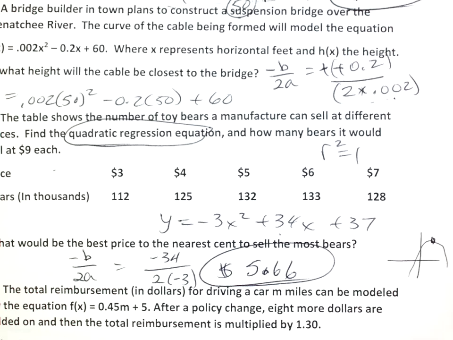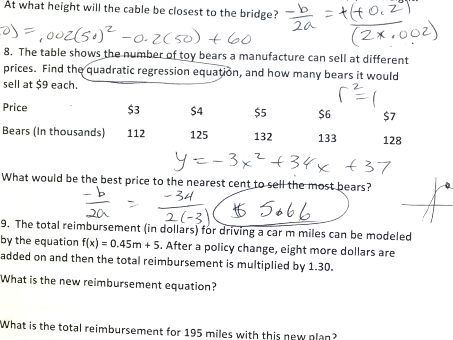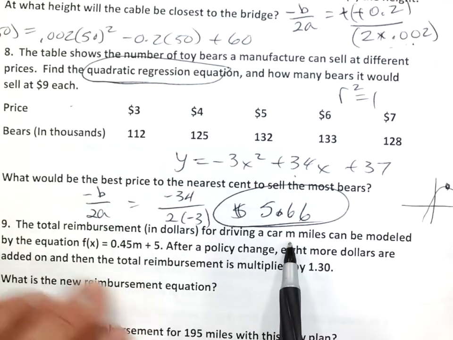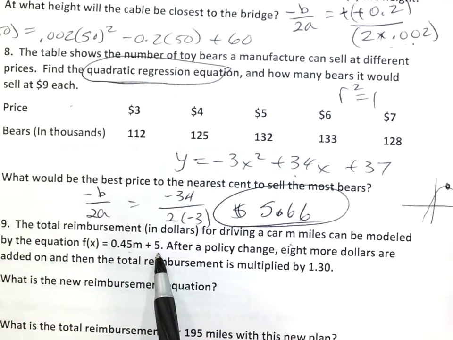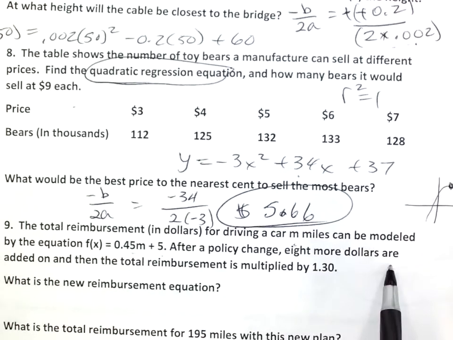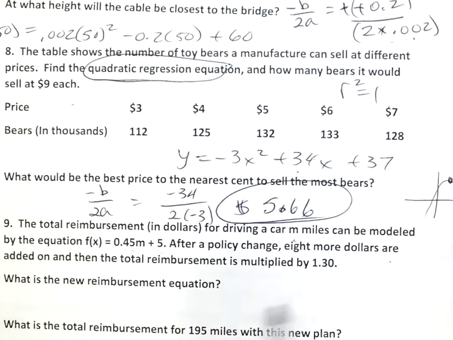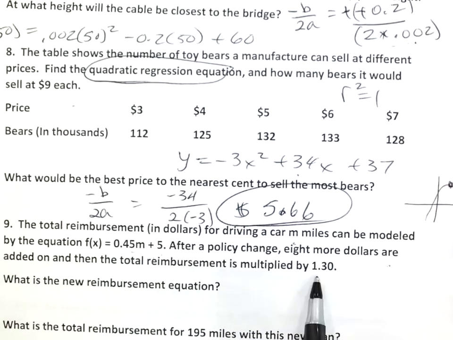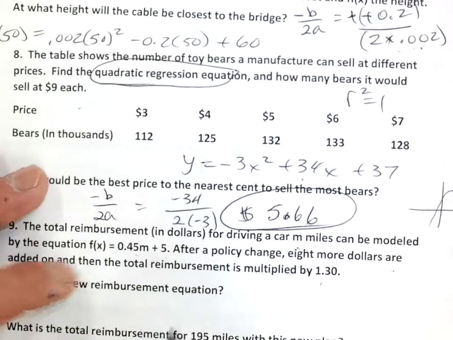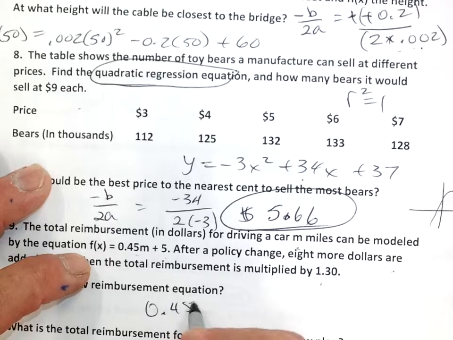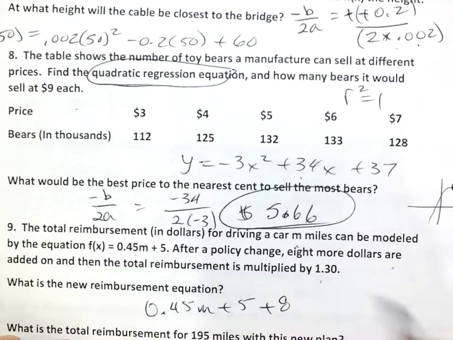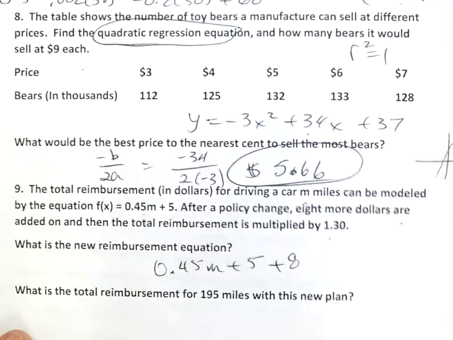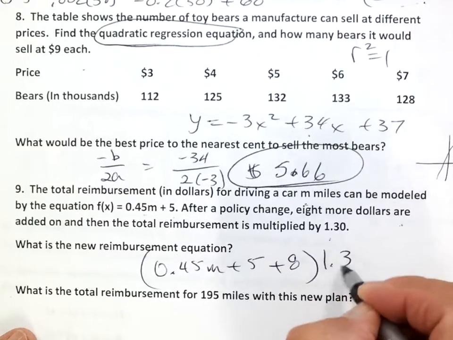Now, number 9, actually pretty easy. Total reimbursement dollars for driving a car m miles can be modeled by this equation: 45 cents per mile plus 5. Probably the 5 is a cleaning fee or whatever, okay? After a policy change, they're going to add $8 more, add it on to the end, and then we're going to multiply the whole thing by $1.30. So we take our 0.45 m plus 5, add $8 more, probably because the cleaning charge is more expensive than we thought, and then multiply the whole thing by 1.3, okay?